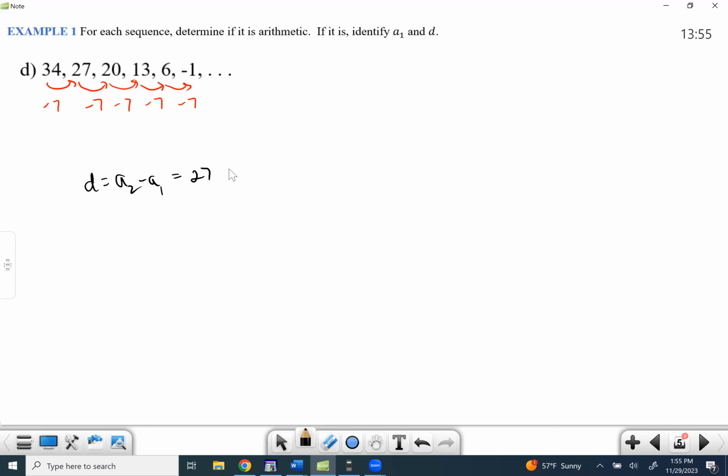What's that? 27, take away 34. The formula's there if you need it, but honestly, a lot of times you are just going to be able to spot it's -7. Okay, so this one is arithmetic, with the first term being 34 and the common difference being -7.